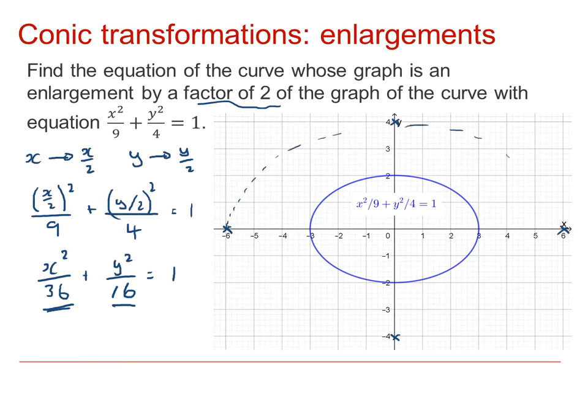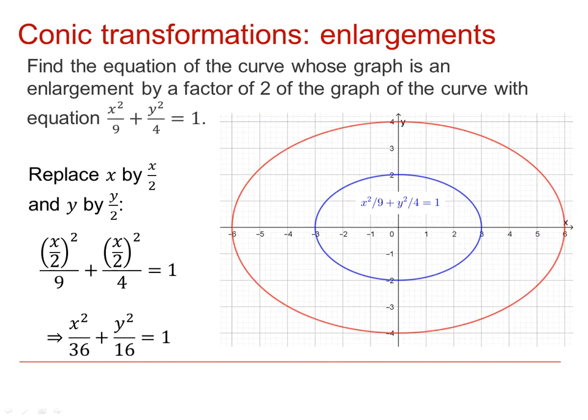Quite difficult to draw on this sort of system, but I think you can see that definitely what has happened is that we have an enlargement in both directions by a scale factor of 2. So you can see what we've done is replaced the values of x by x divided by the scale factor, and similarly for y divided by the scale factor, and then rearranged the equation to give the standard form of an ellipse.